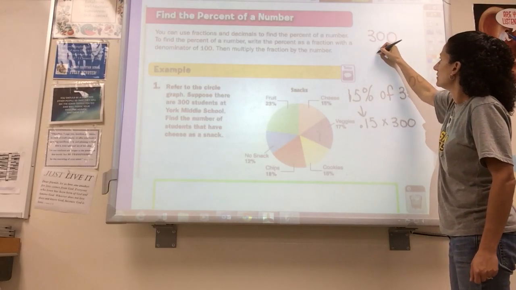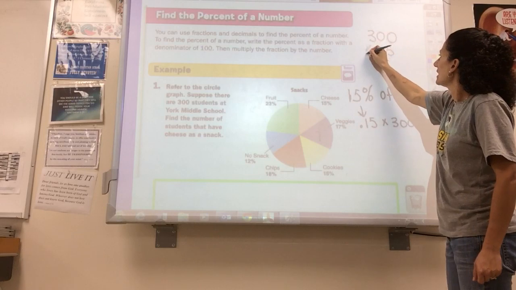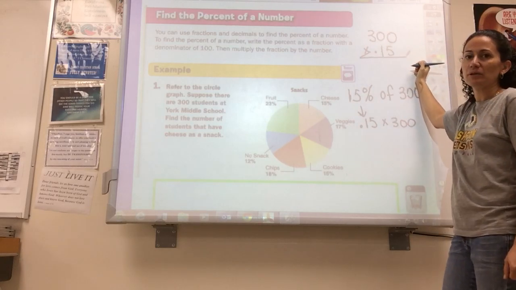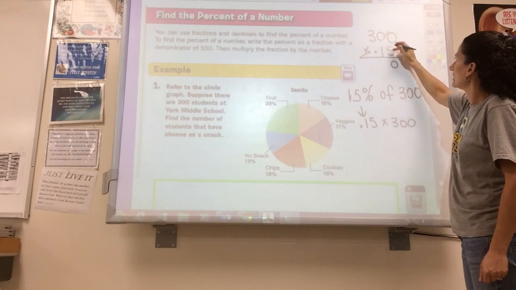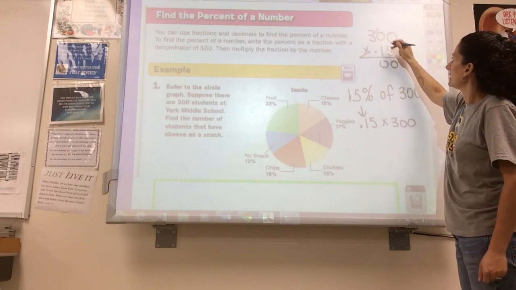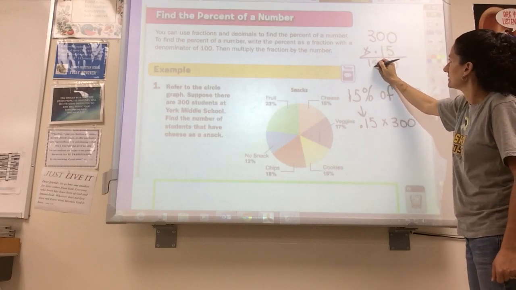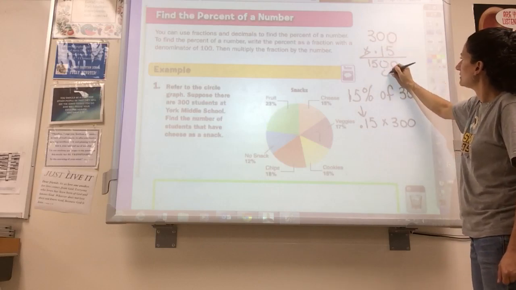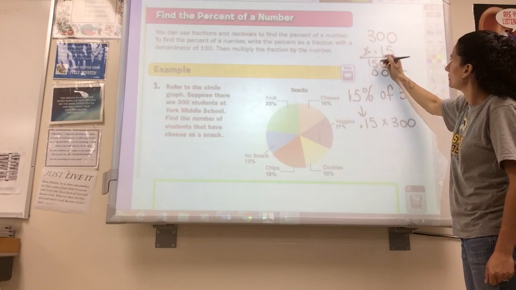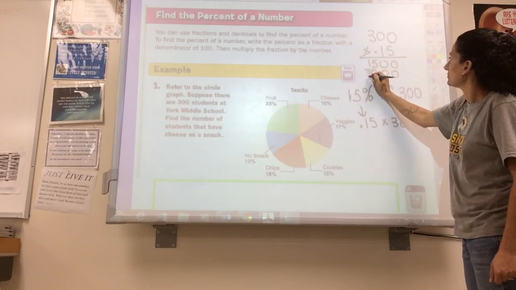I'm going to write that out. Make sure you're copying this example onto your note sheet. 0 times 5 is 0. 0 times 5 is 0. 3 times 5 is 15. Now I'm going to start my second row. 1 times 0 is 0. 1 times 0 is 0. And 1 times 3 is 3.